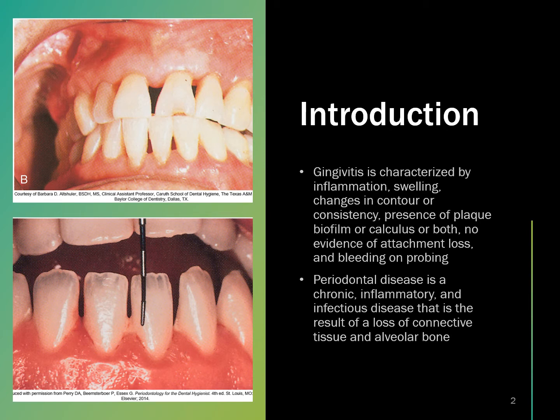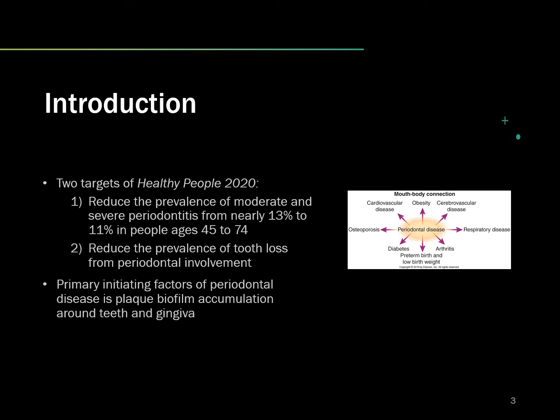Periodontal disease is a chronic, inflammatory, and infectious disease that is the result of a loss of connective tissue and alveolar bone. So the only difference between the two is really bone loss. As far as the involvement of nutrition and its connection to periodontal disease and gingivitis, it isn't as clear-cut as it is for dental caries, right? Cavities are very straightforward. Nutrition is one of the biggest components. But when it comes to an inflammatory disease, there's a lot less of a perfect connection.